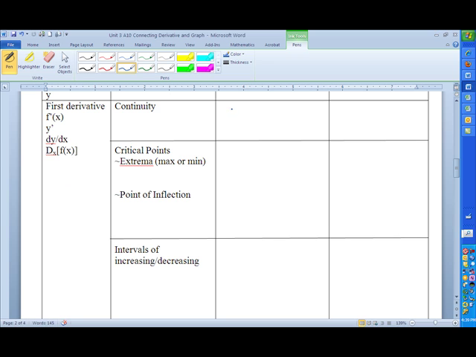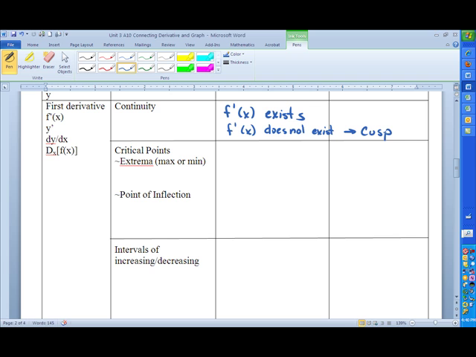Remember, the idea of continuity is that f prime of x exists if we have a continuous function. So we're looking for the continuity of a function lends itself that there is a derivative. Remember, there are some exceptions where f prime does not exist, and that is when we have a cusp. So you have to kind of keep a look on all of those.